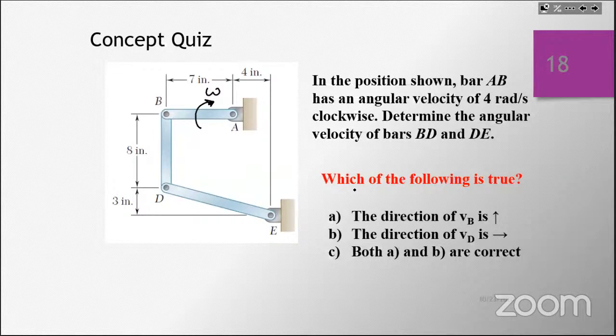You can tell me by showing your hands. A: the direction of VB is in the upward direction. Who thinks that A is true? Okay. Who thinks it's B? The direction of VD is to the right. And who thinks it's C? That both are correct.